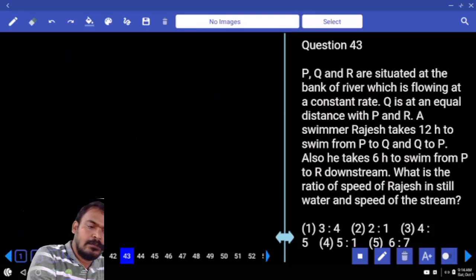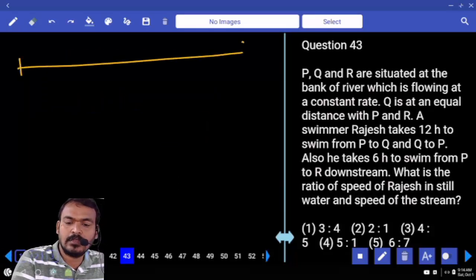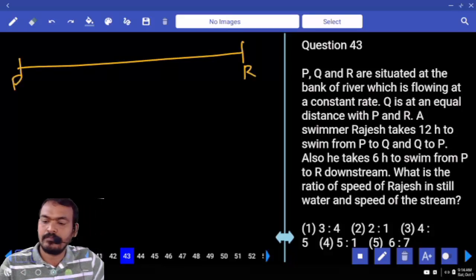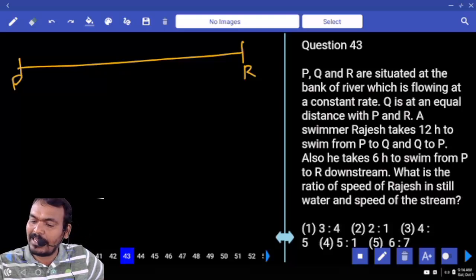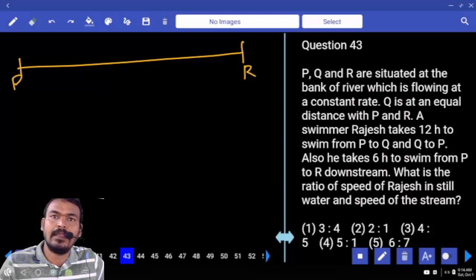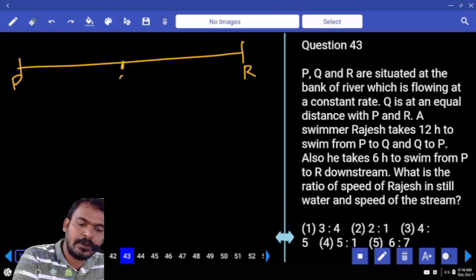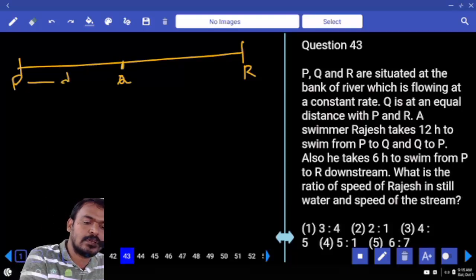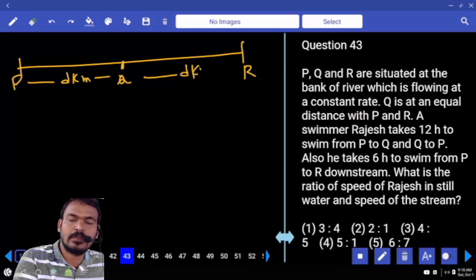Here, for P to R, there are only 2 points. One is P, another one is R. And Q is at an equal distance from P and R. Means your middle point is Q, or not. Okay. P to Q distance is D kilometers. Q to R distance is also D kilometers, or not.